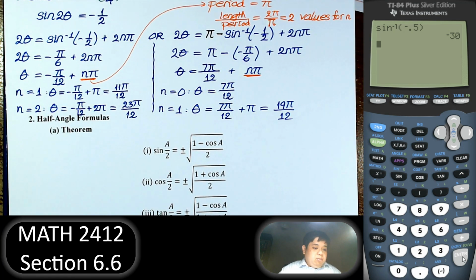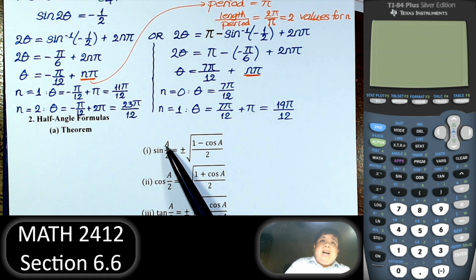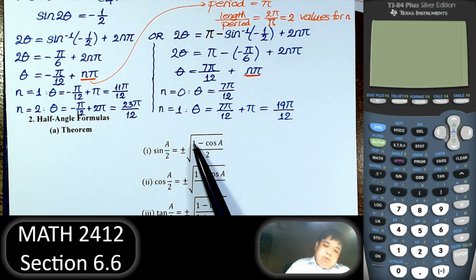Right, so the first part of the section is double angle. Now we go to half angle formulas. So the half angle formula, sine of a half angle is equal to that.